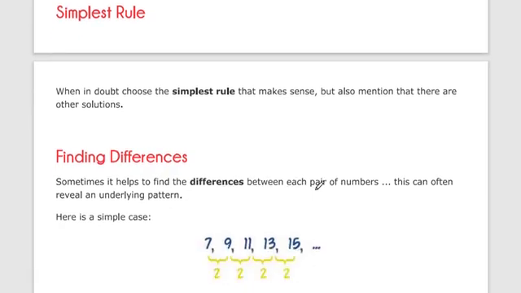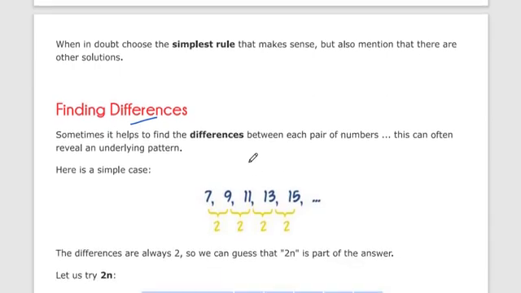Now let's start with how to find the rule of any sequence. First of all, a simple rule: find the difference. In any sequence, find the difference of numbers. Let's say this is the sequence: 7, 9, 11, 13, 15. Find the basic difference between these terms. The difference of all the terms is 2, so we can guess that 2n is part of this answer.